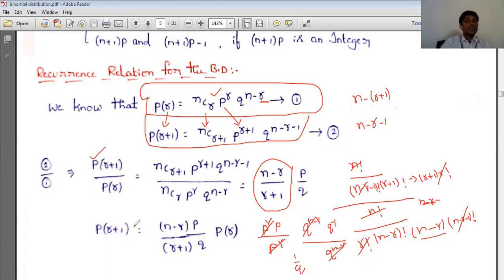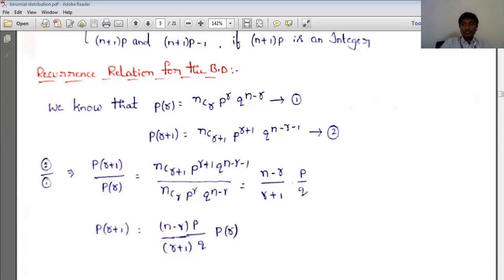Next we take P of r to the other side. Therefore P of r plus 1 is equal to (n minus r) into p by (r plus 1) into q, into P of r. This is the relation we use for calculating higher values. It means if you know P of 0, we can get P of 1, P of 2, P of 3, P of 4 by substituting different values in place of r. So this is the recurrence relation for the binomial distribution.